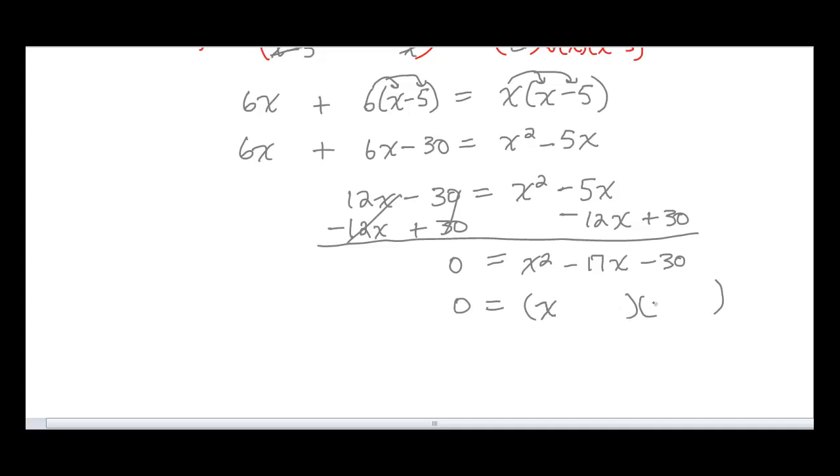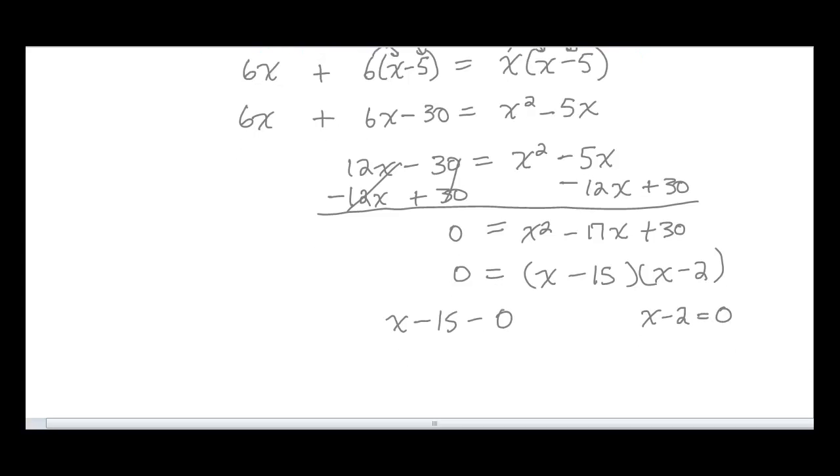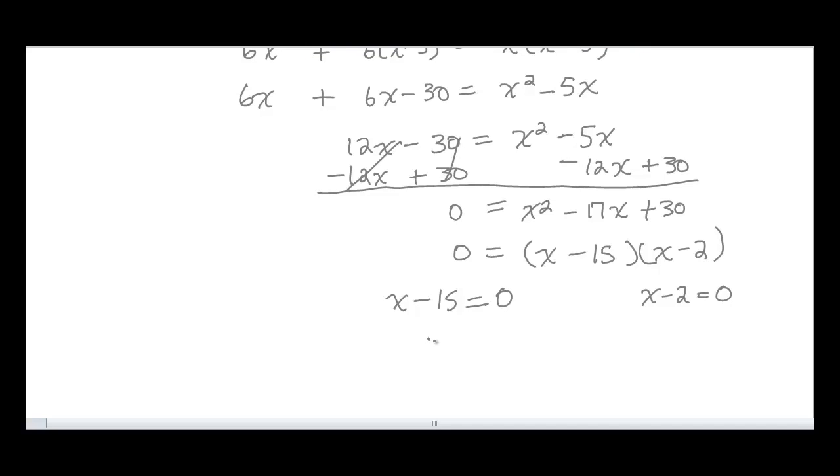So I have an x here, two numbers that multiply to give us positive 30. My signs are dropping off. Positive 30, but add up to a negative 17. A negative 15 and a negative 2 will work. All right. Well, I have two things that multiply to give me 0. Let's set them both equal to 0. x minus 15 equals 0. x minus 2 equals 0. If I add 15 to both sides here, I get x equals 15. And if I add 2 to both sides here, I get x equals 2.